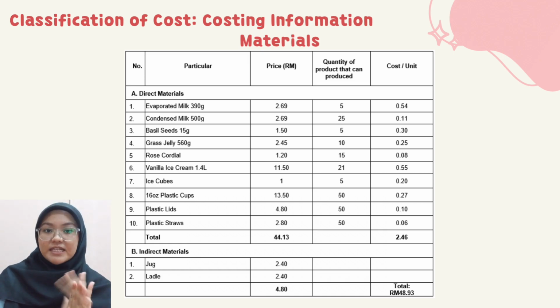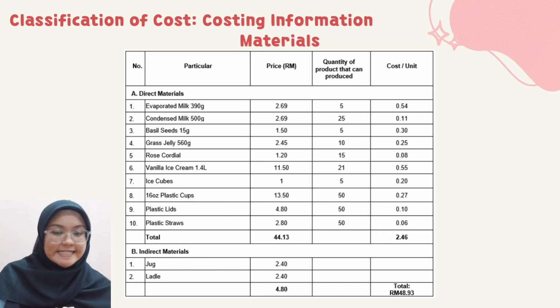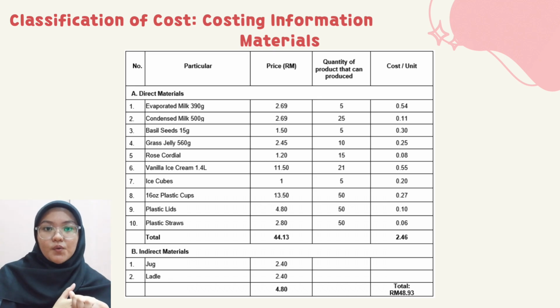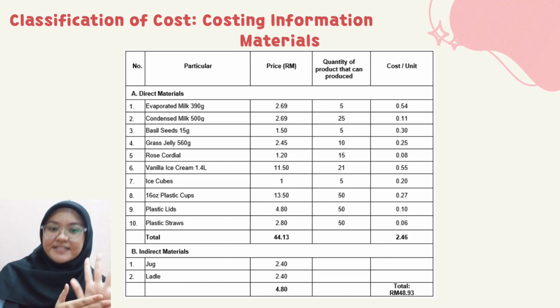The next one is vanilla ice cream, 1.4 liters. The price is 11 ringgit and 50 cents. So the units that can be produced is 21 units. So the cost per unit is 55 cents.